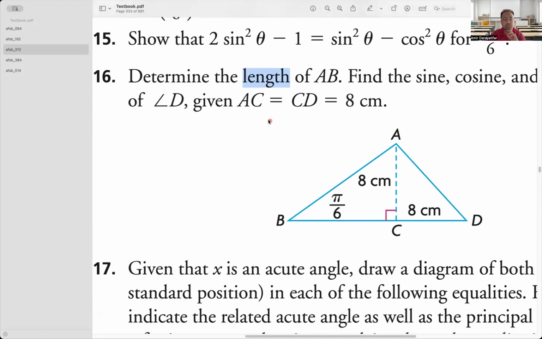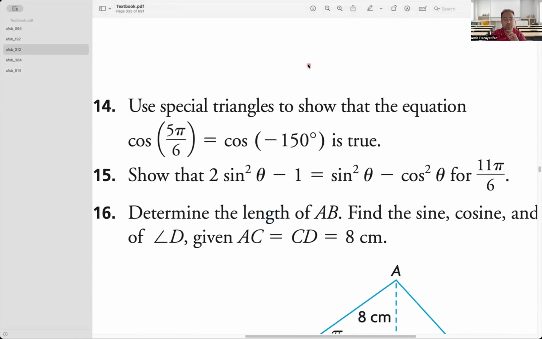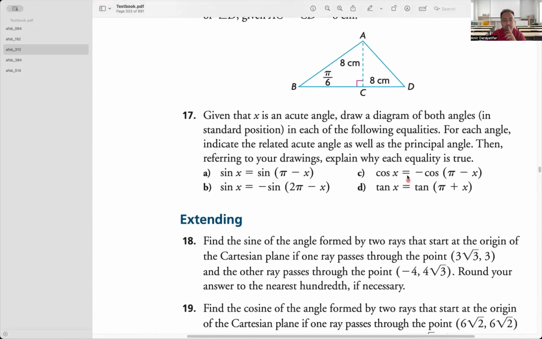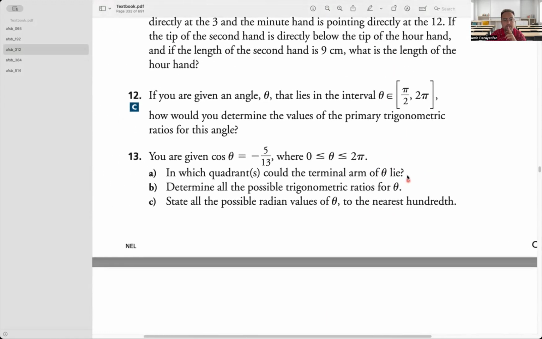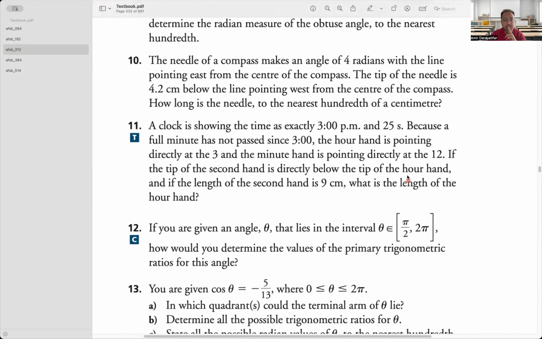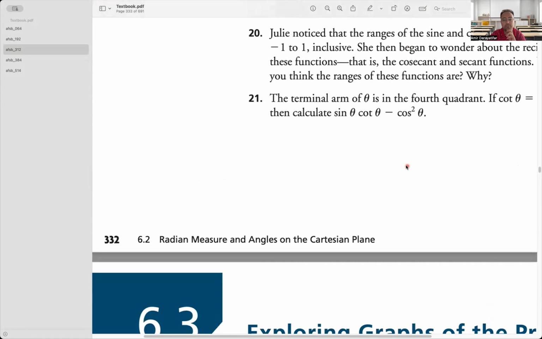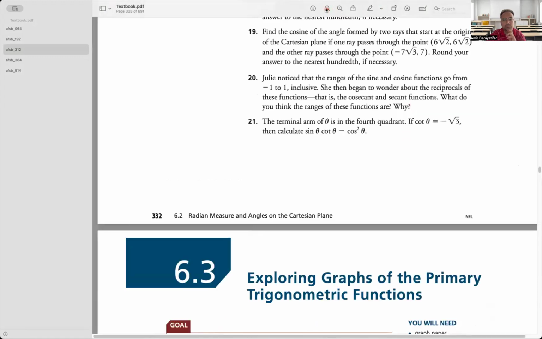Wait, why is it not? Okay. Let's zoom out a bit. All right. I think the rest are good. Yeah, that's good for now. We're going to come back to it later if you have time. Okay.